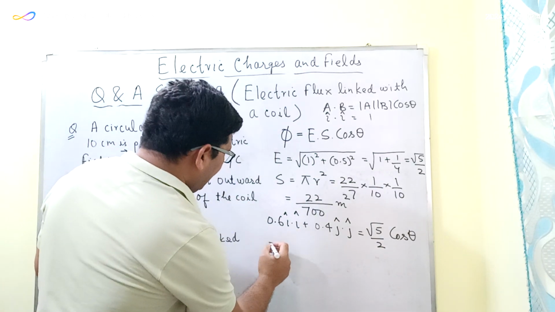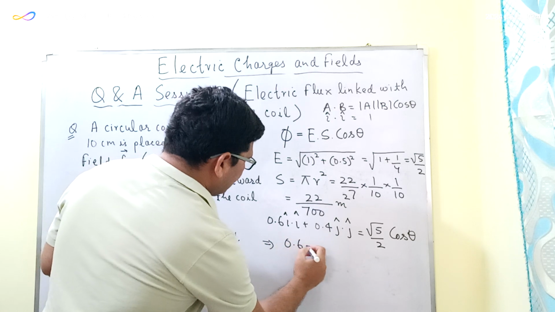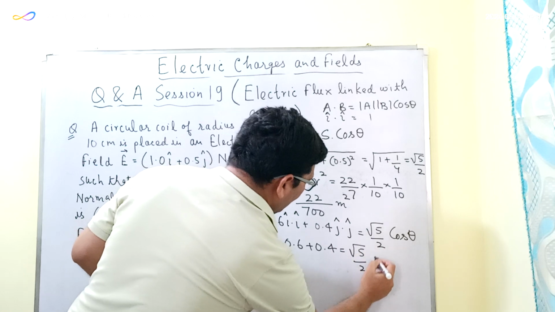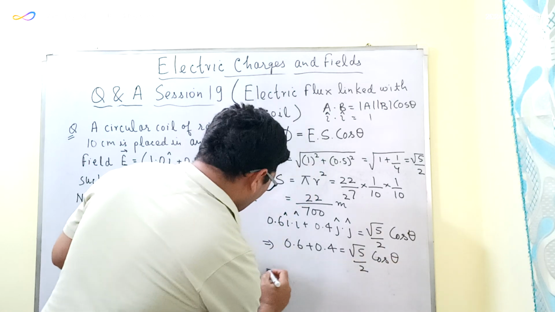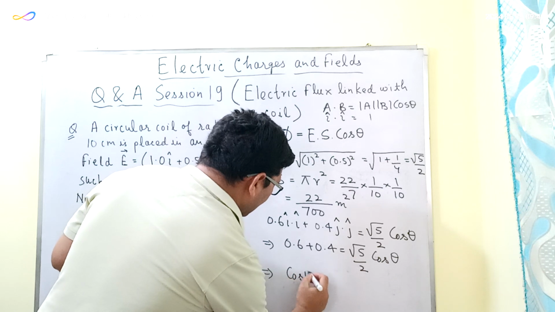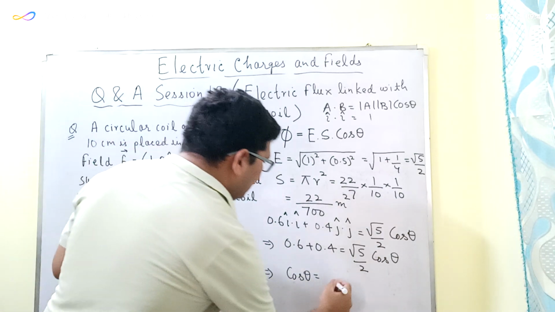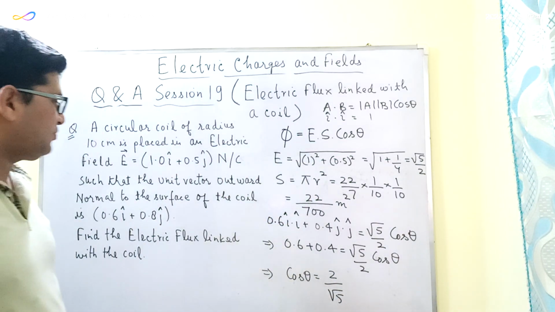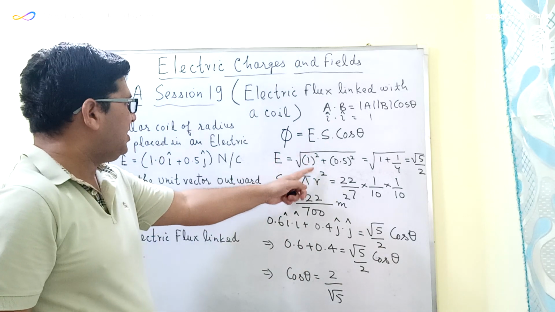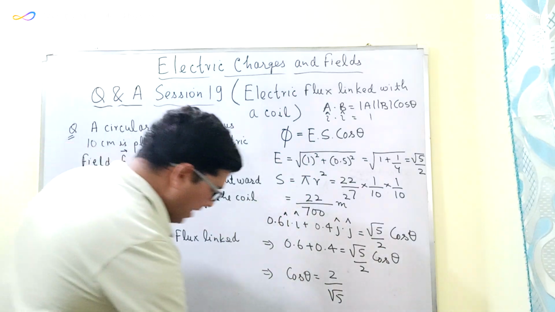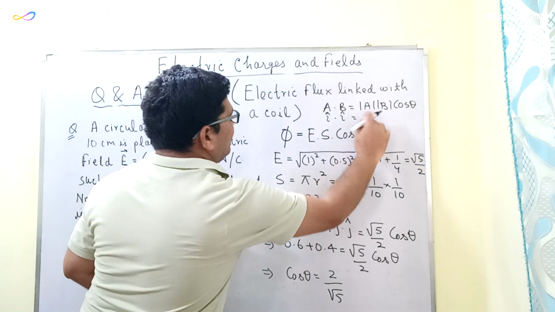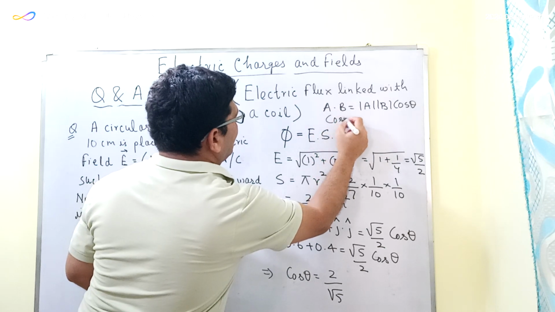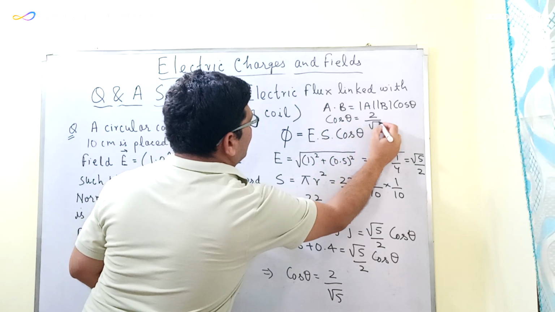Now this can be written as 0.6 plus 0.4 is equal to root 5 upon 2 cos theta, or cos theta will be equal to, this is equal to 1, so this is equal to 2 upon root 5. So we have found the value of cos theta, and now simply we have to substitute this value in this equation. So I am just writing it here: cos theta is equal to 2 upon root 5.